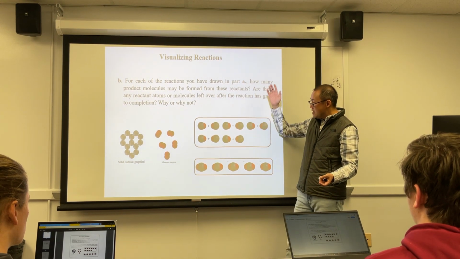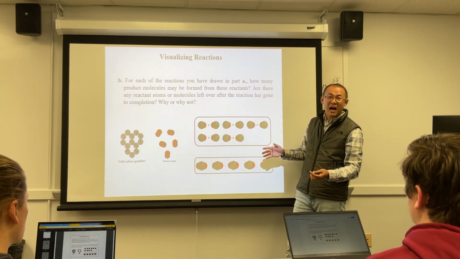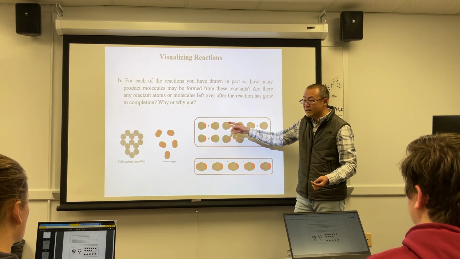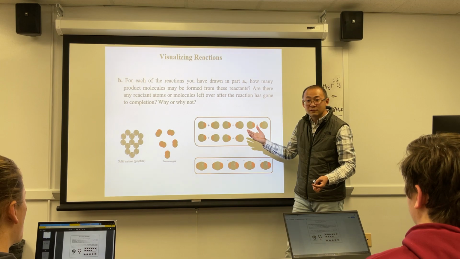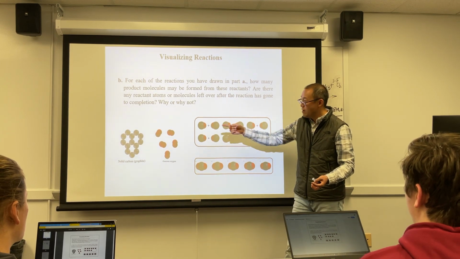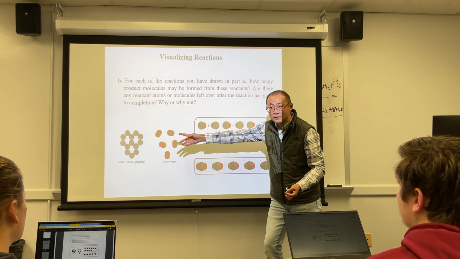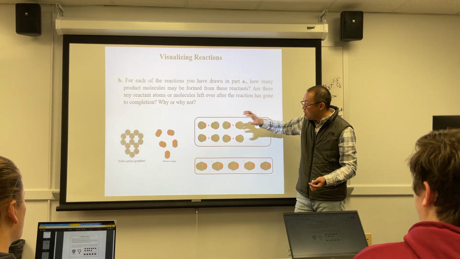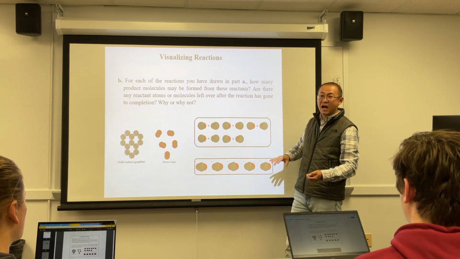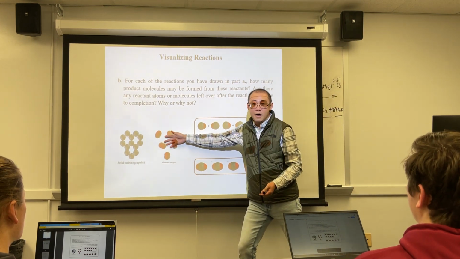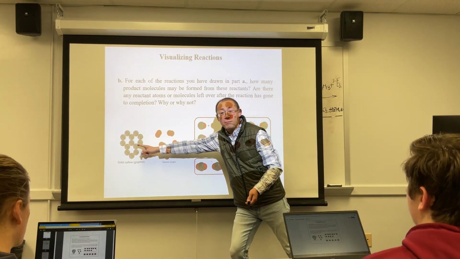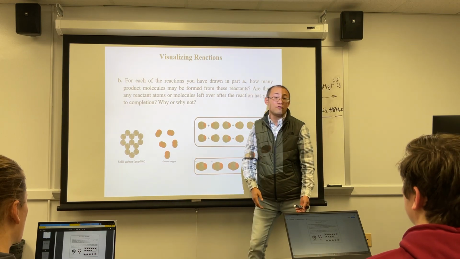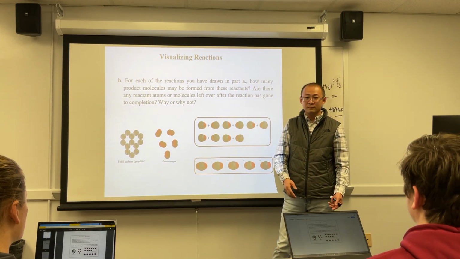Now think about it. If I can make 10 carbon monoxide, how many carbon did I use? 10. Do we have more than 10 carbon? Yes. So that means if the reaction only generates carbon monoxide, the oxygen will be all used up. Some carbon will be left over. Right?